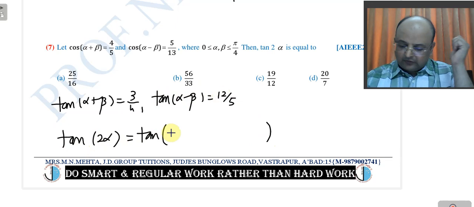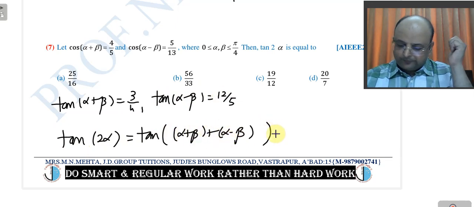tan 2 alpha, that is, alpha plus beta, alpha minus beta.